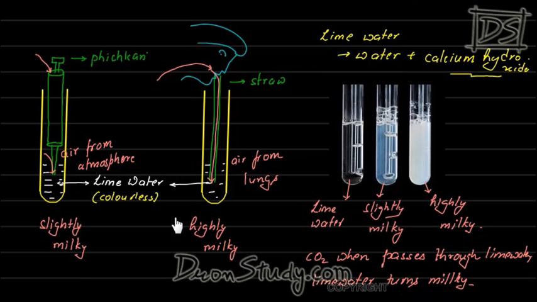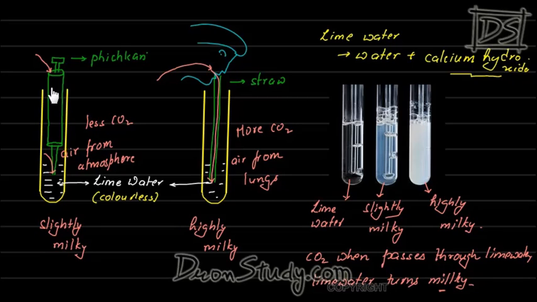When we pass carbon dioxide through lime water, it reacts chemically with the lime water, and for that reason lime water turns milky, students. So see, here it becomes slightly milky and here much more milky. From this, what can be concluded? From this we can conclude that here a little amount of carbon dioxide, less carbon dioxide, may have passed through, and here it is much more milky. That means more carbon dioxide has passed through.